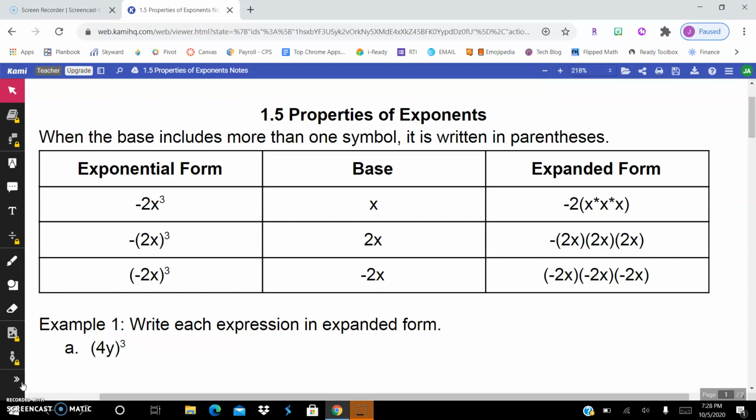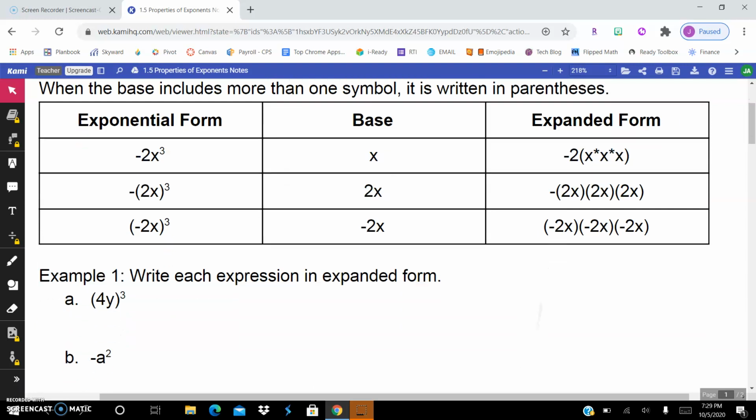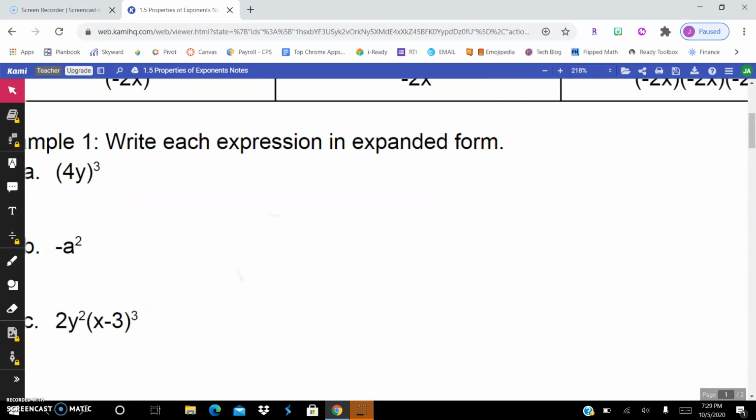And then we have everything inside of parentheses with the exponent of 3. So our base that's being raised to the third power is -2x. So then we would have 3 -2x's being multiplied together. So really have to pay attention and watch out where exponents are and what we need to do with those.